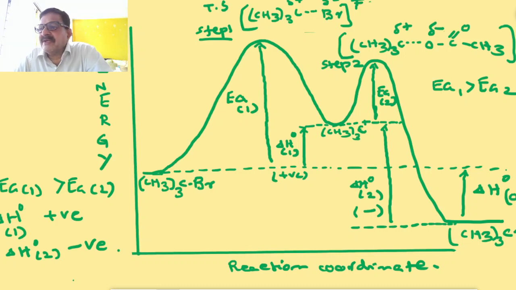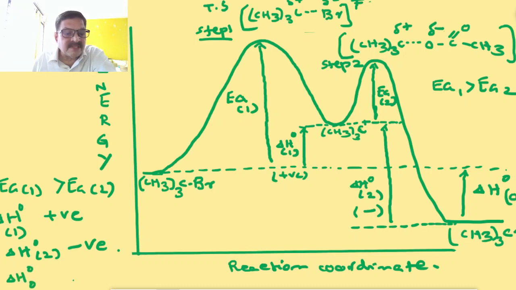Therefore delta H2 is negative here. Correct. Delta H for step 1 is positive, only bond breaking is involved. Delta H for step 2 is negative, only bond making, that is, energy is released here. The overall reaction is going to be exothermic. Therefore the products are at a lower energy compared to the starting materials here. Therefore the delta H overall is negative.